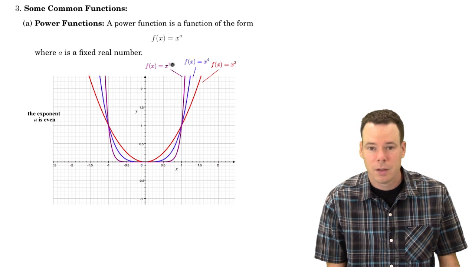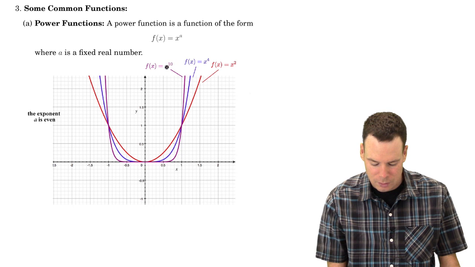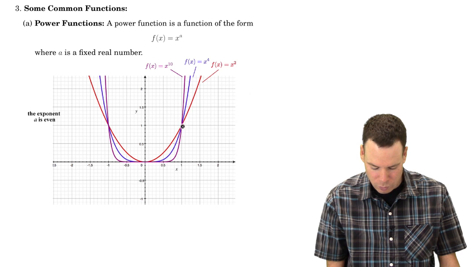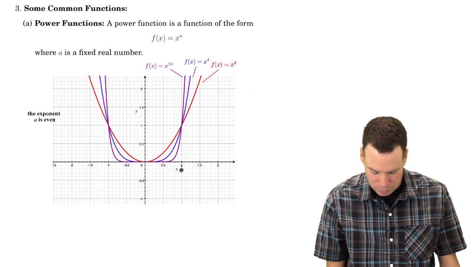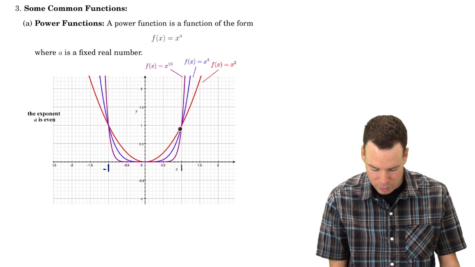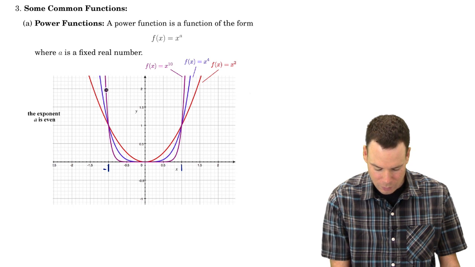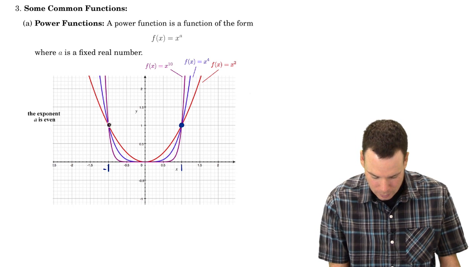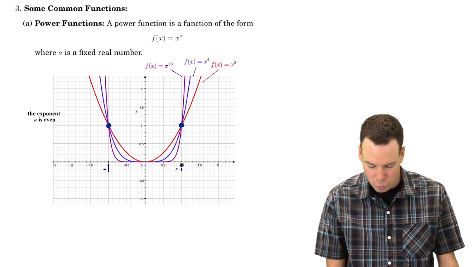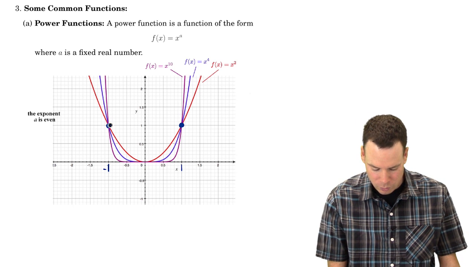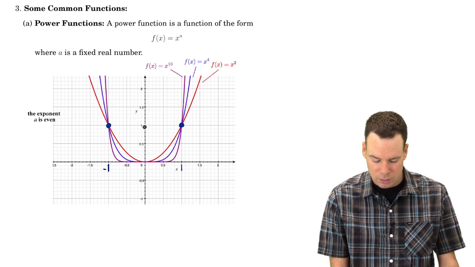And you can see that the higher the power is on the x, the more steep this function is out here. But once we get inside, you can see here this is 1 and that's -1. Once we get inside this interval from -1 to 1, the higher the power is, the flatter the function's graph becomes. Notice they all pass through this point here and this point here, and that's because 1 raised to any power is 1, and -1 raised to any even integer power is 1 as well.